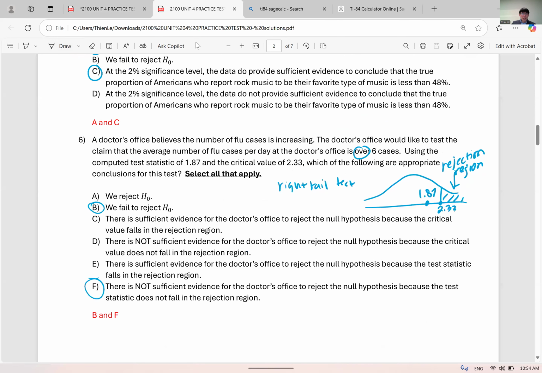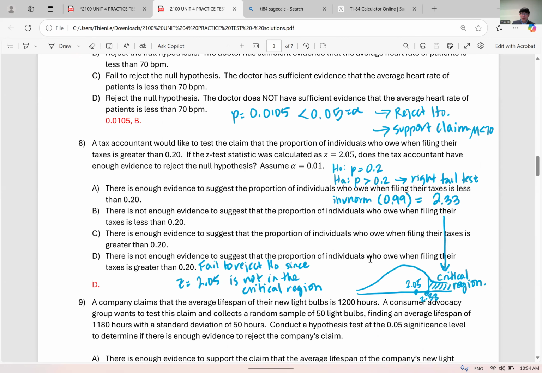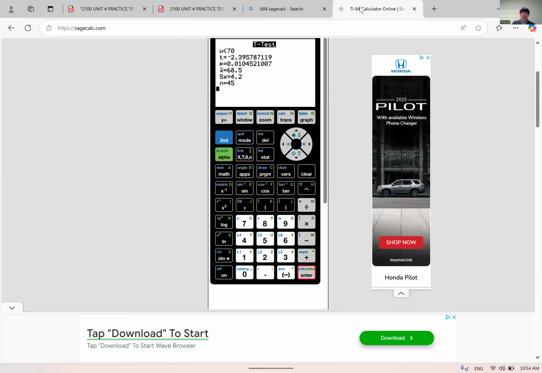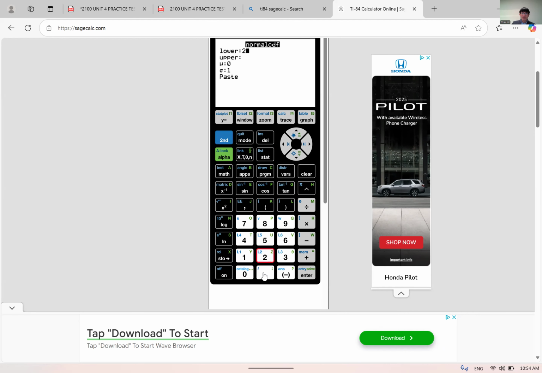Let's see if we have a calculation here so we can save some time. Here they use the critical value method, but let's just stick with the p-value method. It should be consistent no matter what method you use. Here you have normal CDF from 2.05 to a big number.